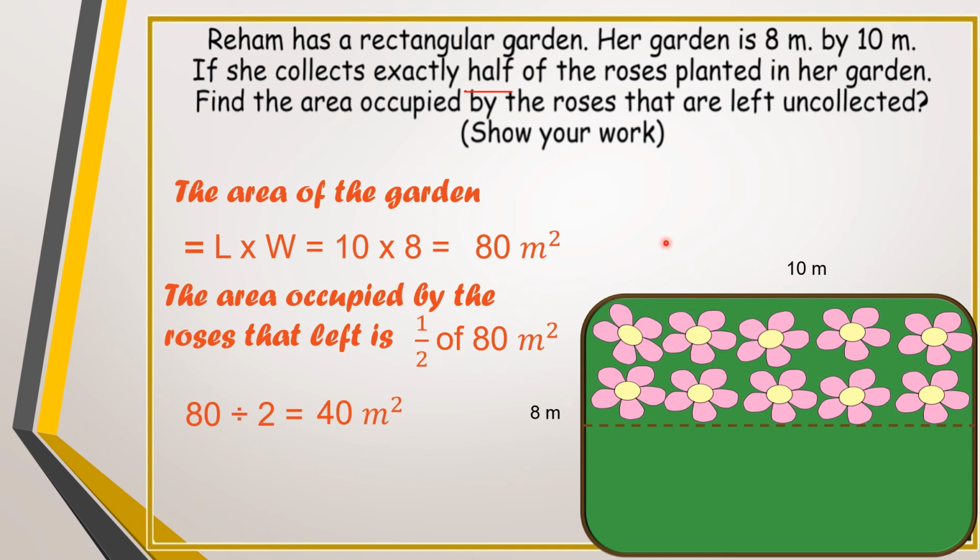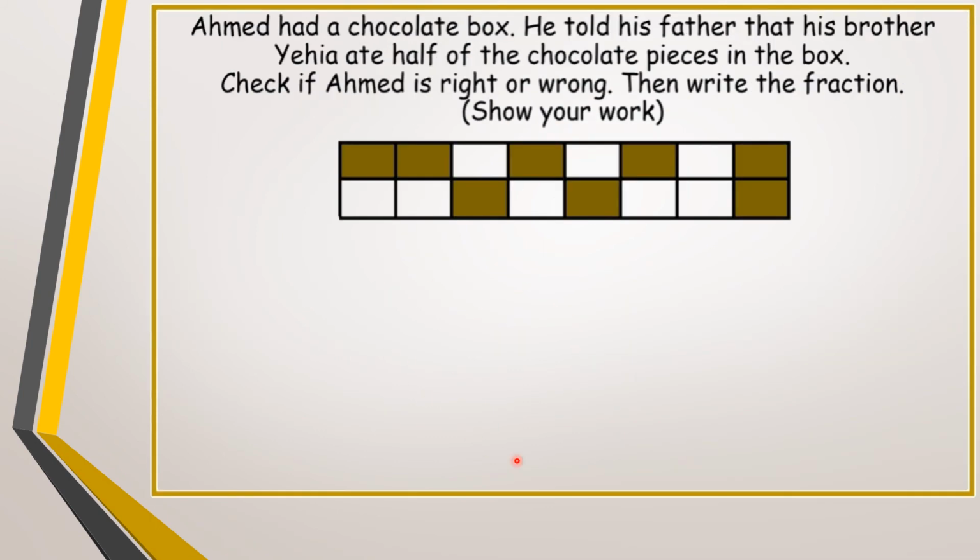So again, she has here a garden and she wants to find only the area of the roses that are left, and it's equal to half of the area of the garden. So I will find the area of the garden and then find half of it.